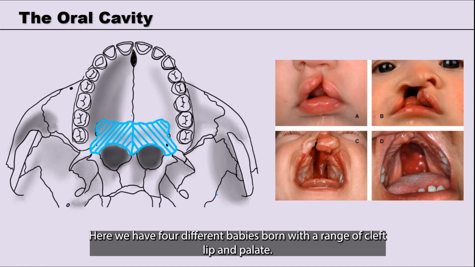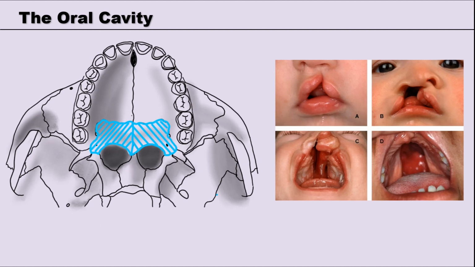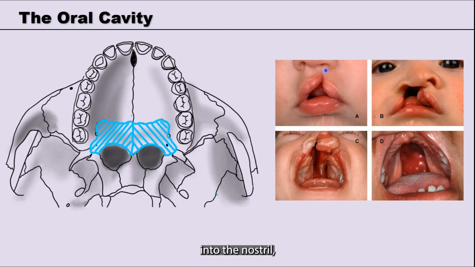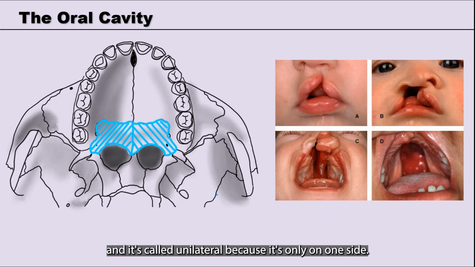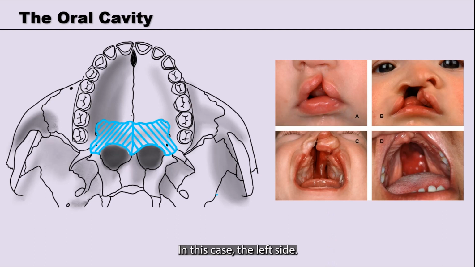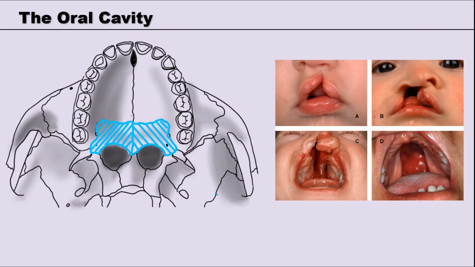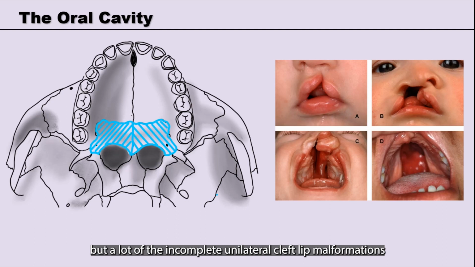Here we have 4 different babies born with a range of cleft lip and palates. The first one is what would be described as an incomplete unilateral cleft lip. This is because it does not completely extend into the nostril. And it's called unilateral because it's only on one side, in this case, the left side. My own son was born with this, but his is on the right side. In some babies, there is a gum and palate involvement, but a lot of the incomplete unilateral cleft lip malformations do not have any further involvement.